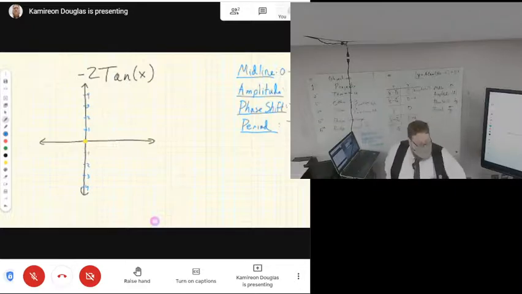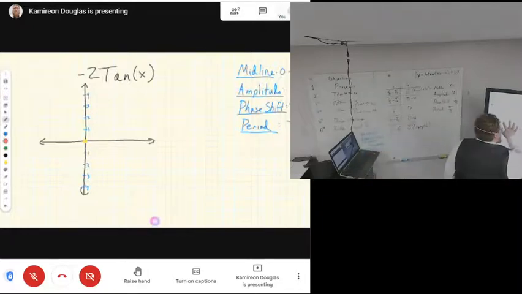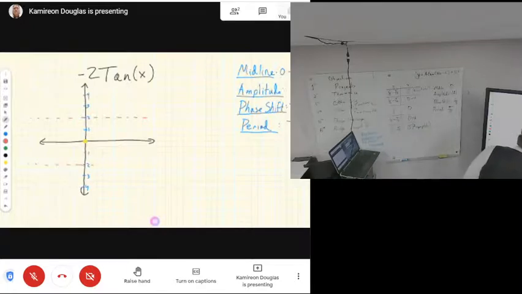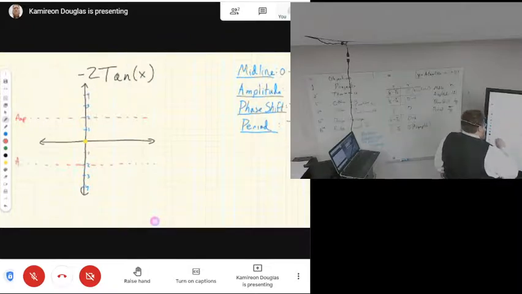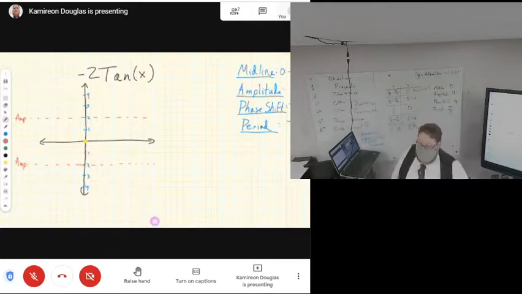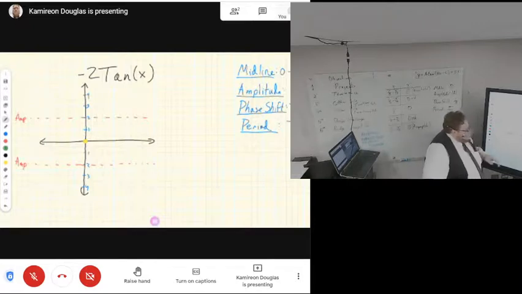Amplitude. Amplitude is 2, which indicates that 2 above the midline and 2 below the midline is where our next set of points is going to be. So we go up 2. There's my amplitude. Down 2. There's my amplitude. And just like last week, these are again based upon where the midline is. It's up 2 or down 2 from the midline. Next, I've got my center point.